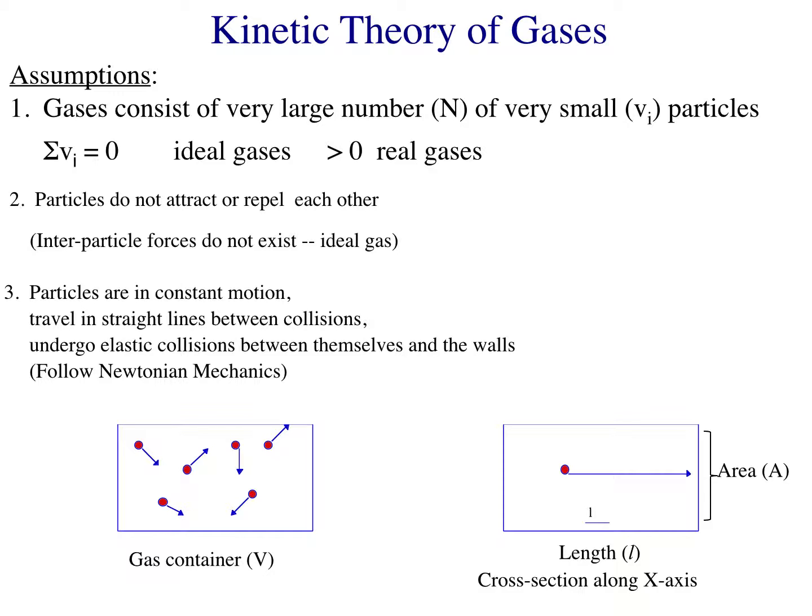So the area of cross-section of the container is A. We'll assume that it is a rectangular box, and the x-axis length is L on that box, and our red dot is moving parallel to the x-axis, and therefore its momentum and velocity are defined with respect to this axis. In the next slides, we have other properties to pin down.